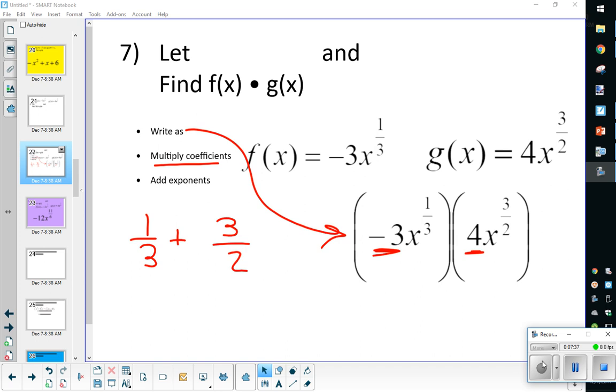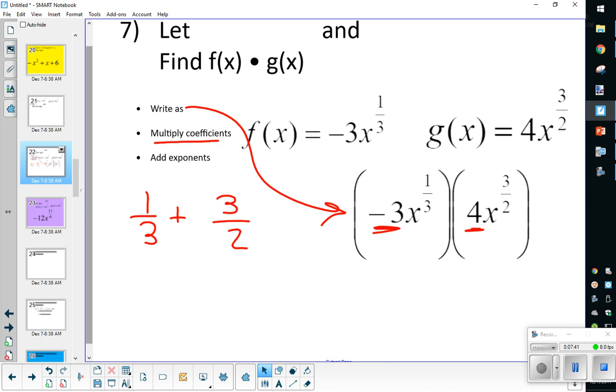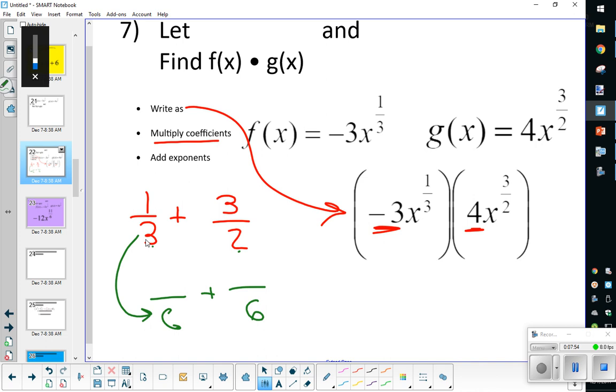In order to add fractions, what do I have to have? Christy, what do I have to add fractions? Common denominators. What denominator are you going to get if you have 3 and 2? 6. What did you multiply 3 by to get 6? Multiply that by 2. So on top you're going to get, if you multiply the bottom by 2, you're going to multiply the top by 2. And so what are you going to have on top?